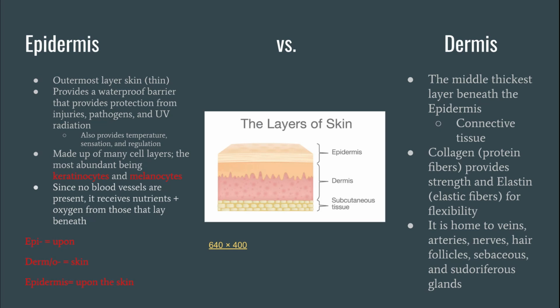The dermis is the middle, thickest layer. It contains collagen, which amplifies the firmness, and it also has elastin, which is good for the flexibility in the dermis. The dermis plays a key role in thermoregulation, which is a process to maintain a stable internal body temperature. The dermis is home to veins, arteries, nerves, hair follicles, and the glands known as sebaceous and sudoriferous.